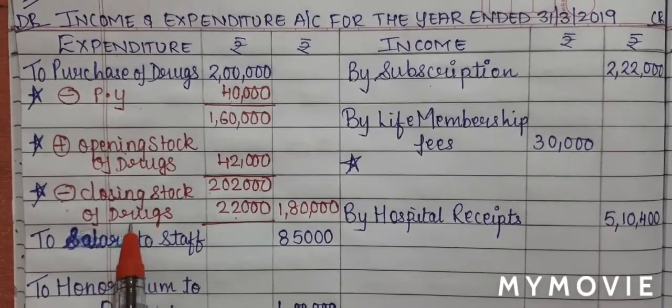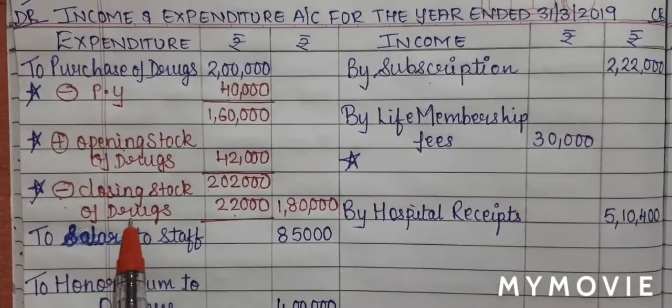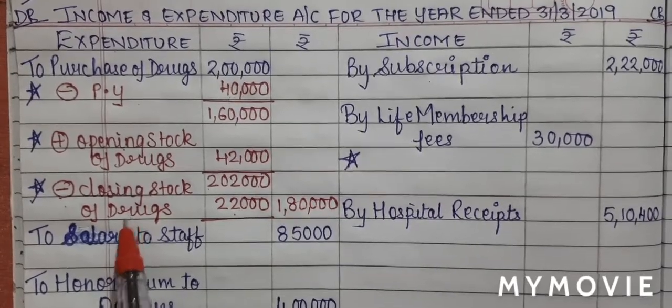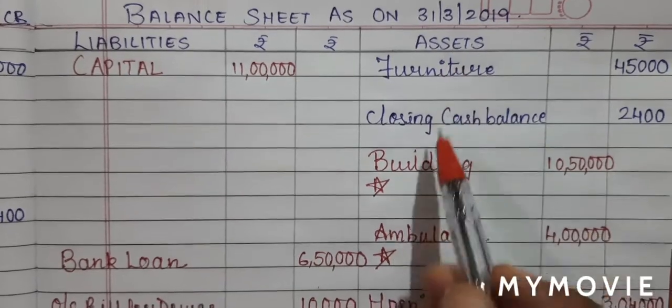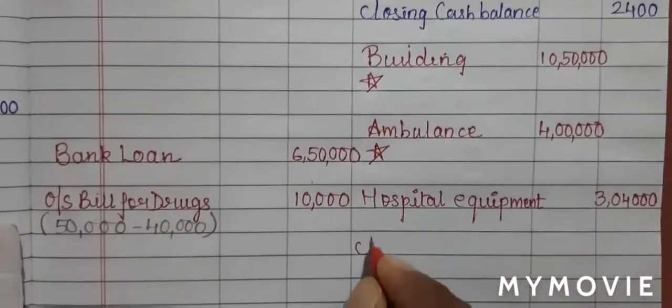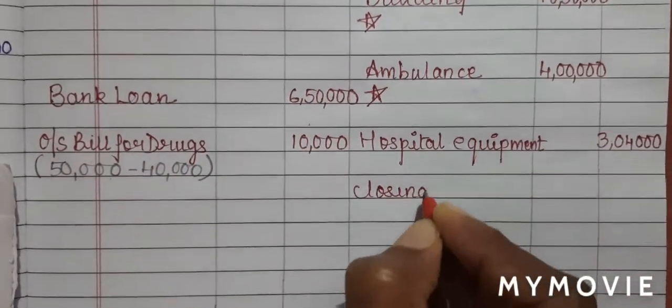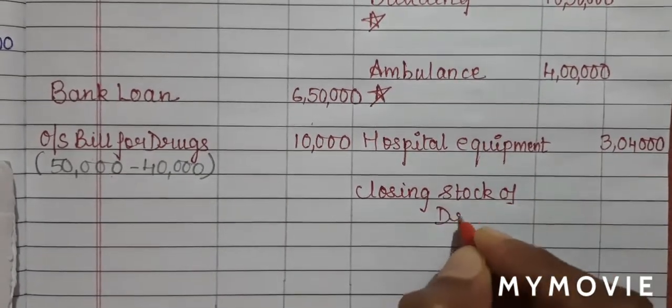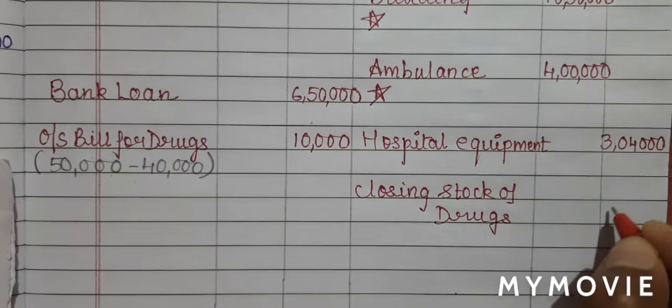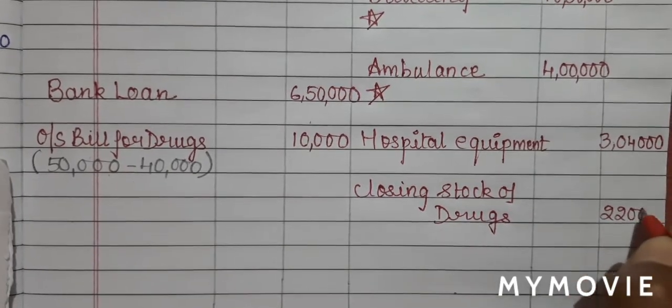This is closing stock. Closing stock will always have a second effect. So my second effect will be on the asset side. I will write down closing stock of drugs. In the outer column, 22,000.